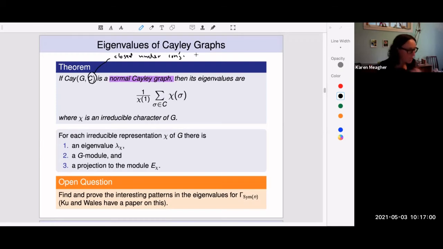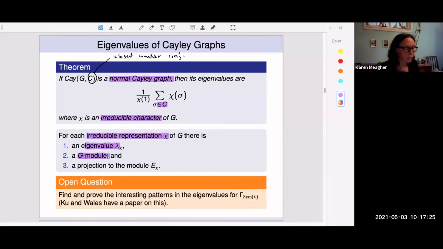Okay, good. When I'm holding on to my normal Cayley graph, I can calculate all of the eigenvalues of the graph using the irreducible characters of the group. For each irreducible character, I evaluate the character on the elements of the connection set, and then I have to scale by the dimension of the character, and that will give me the eigenvalues. So for each irreducible representation, I've got an eigenvalue.